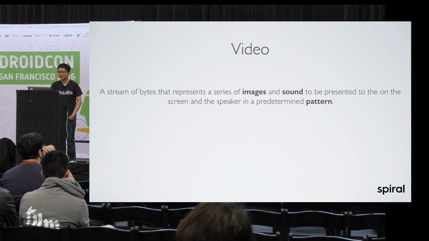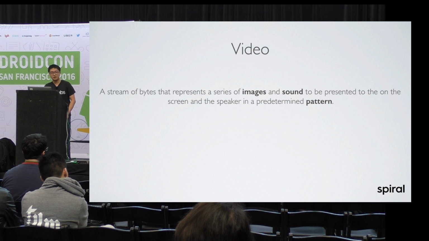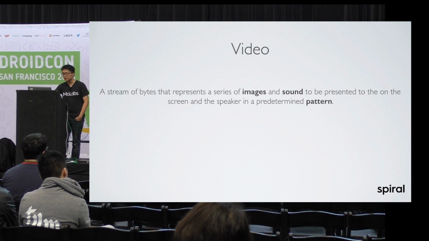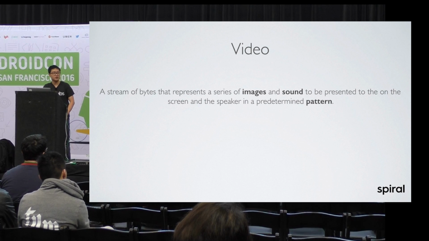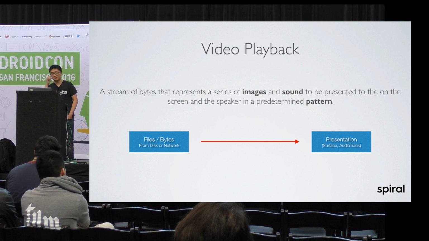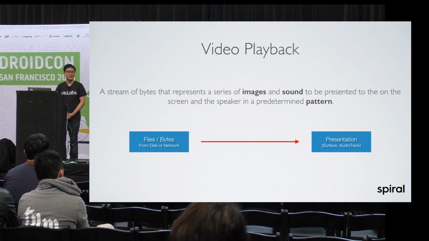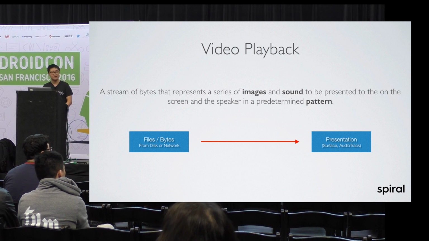So what is a video? For the purpose of this talk, we're going to define it as a stream of bytes that represents a series of images and sound to be presented on the screen and speaker in a predetermined pattern. So we're going to cover images, how we show images, how we get the sound, and how we show them in the pattern it was meant to be. And for video playback, we're talking about the process of taking some bytes either from disk or from a network location if you're doing streaming, and eventually showing it onto a surface or dumping it to an AudioTrack on your phone.